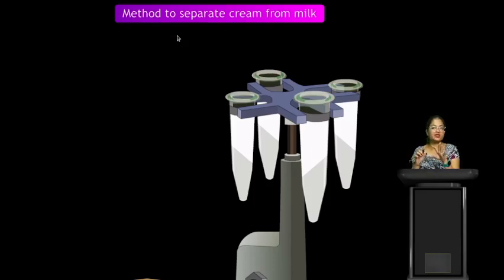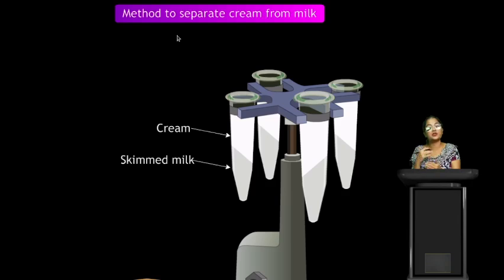You can see two different layers in the centrifugal tube, right? There's one white layer on top, then there's a transparent layer at the bottom. Because of the centrifugal force, because of the centrifugal machine, two different layers have been formed. What are these two layers? The top layer is called cream. The top layer is the cream that we need, and the bottom layer is called skimmed milk.